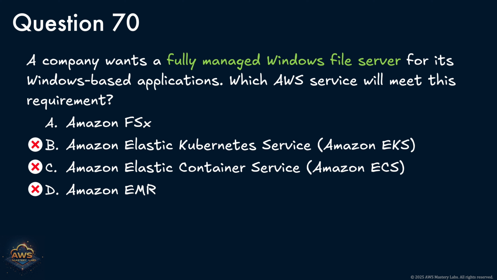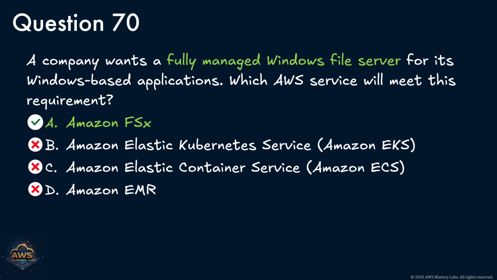Option D. Amazon EMR. Amazon EMR, Elastic MapReduce, is used for big data processing frameworks such as Apache Spark, Hadoop, and Presto. It's optimized for analytics workloads, not for hosting file servers or providing file system services for Windows applications. Incorrect, because there is no direct relationship between EMR and Windows-based file sharing.